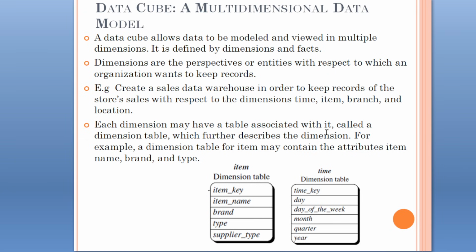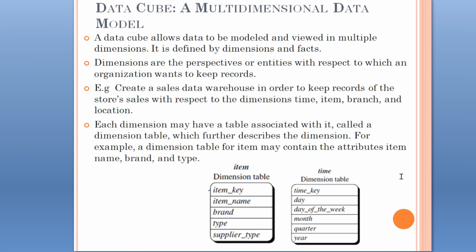Dimensions are the perspectives or entities with respect to which an organization wants to keep records. For example, we can create a sales data warehouse in order to keep records of the store's sales with respect to the dimensions time, item, branch, and location. Each dimension may have a table associated with it, which is called a dimension table, which further describes the dimension.